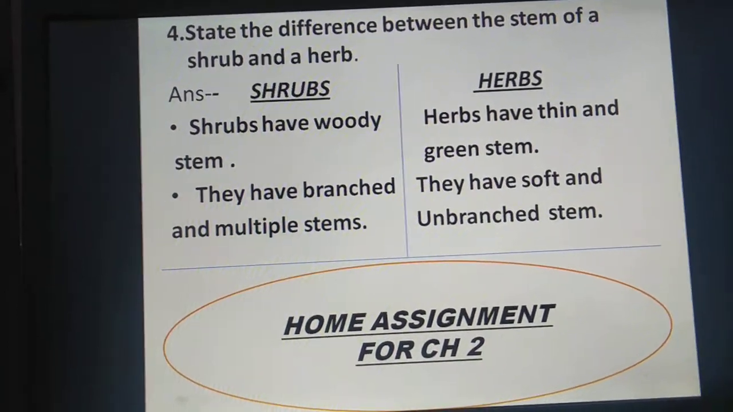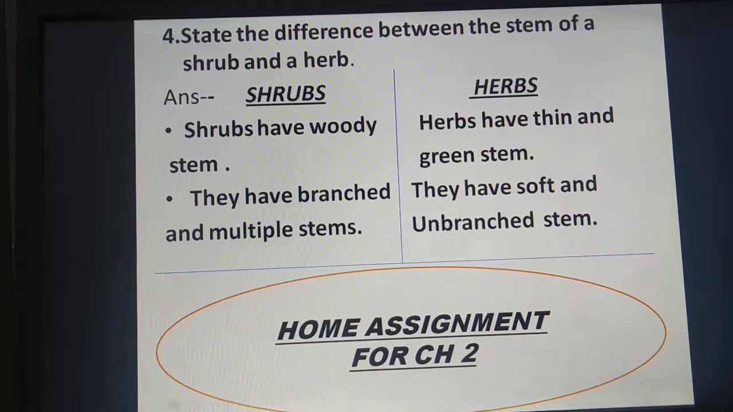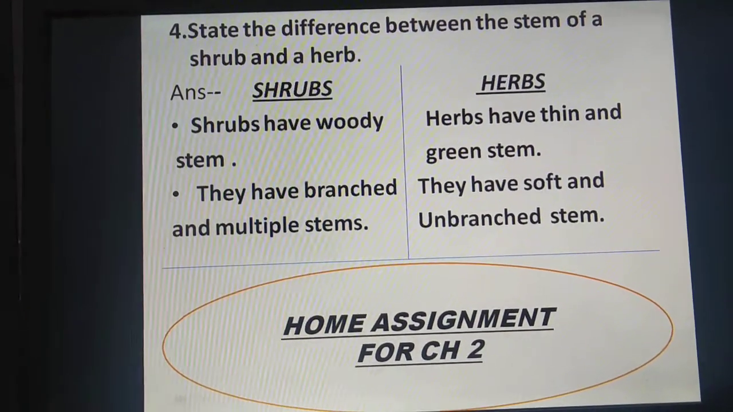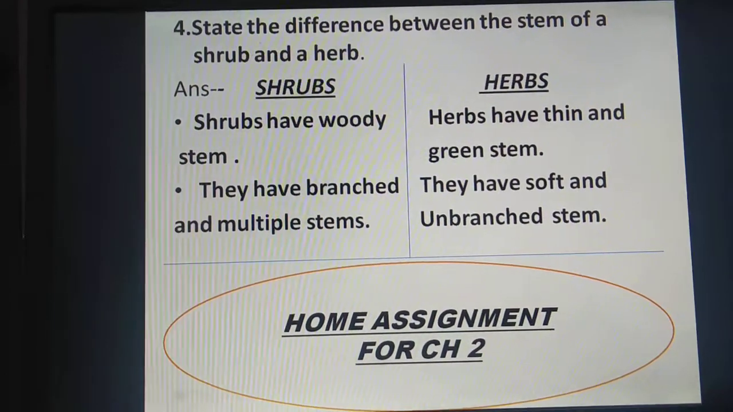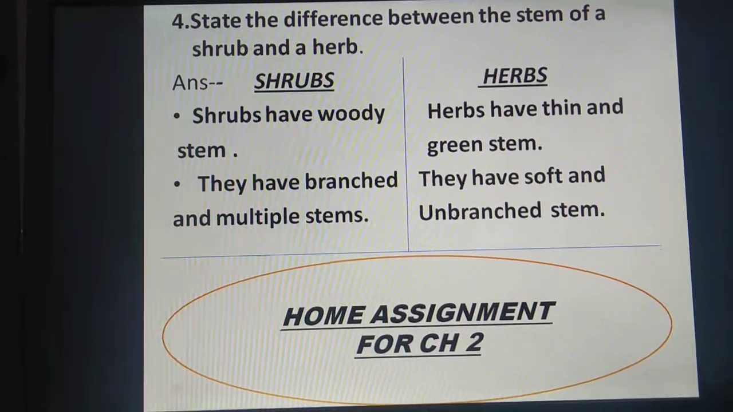This is your home assignment, children. You have to write these questions of part D in your notebook, and the rest 3 are classwork.